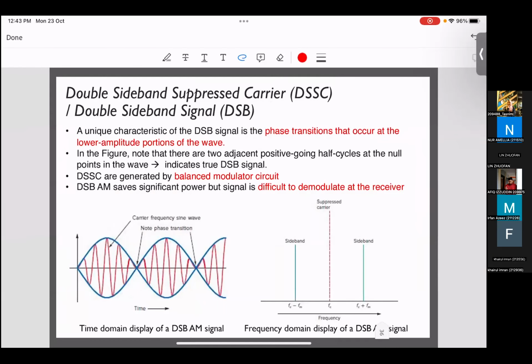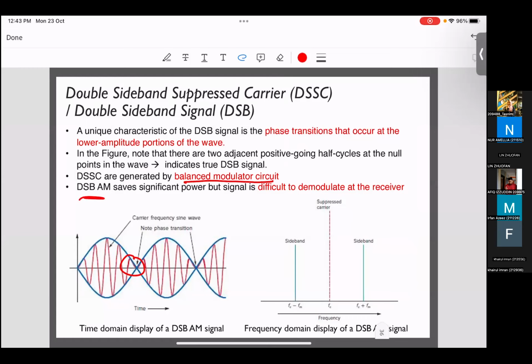So double sideband suppressed carrier, or DSB, we already talked about this. A unique characteristic of DSB is the phase transitions that occur at low amplitude portions of the wave. We talked about this at length just now. In the figure, note that there are two adjacent positive going half cycles at null points in the wave. So this indicates a true DSB signal. DSB is generated by a balanced modulator circuit. We will lump all the circuits together in week 4, I believe.